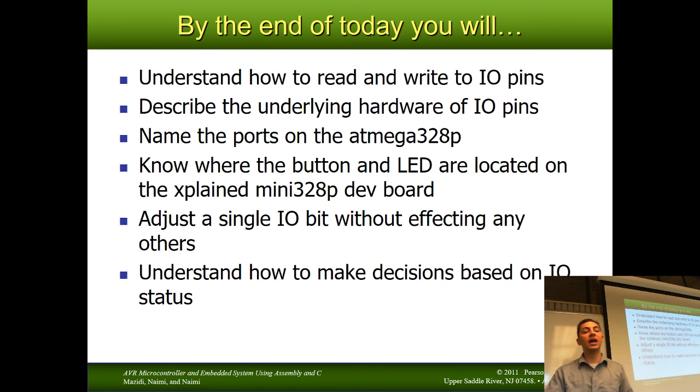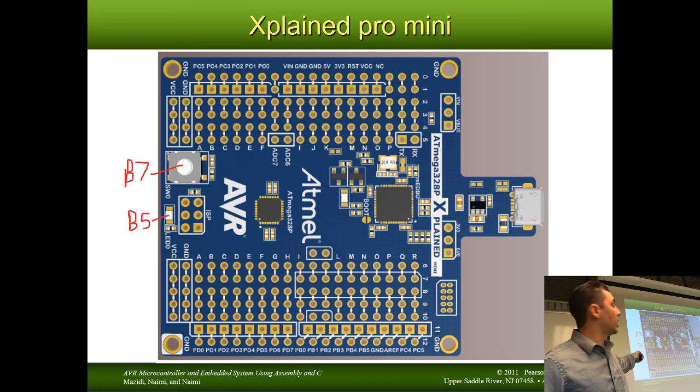Know where the button and LED are located. Just as a reminder, where are they located? Button's connected to B7. The LED is connected to B5. So you probably almost always want to make B5 an output and B7 an input. By the way, this button does not connect it to both 5 volts and ground. It connects it only to ground. If it only connects it to ground, that means you must use a pull-up resistor in order to make it work. B5 and B7.